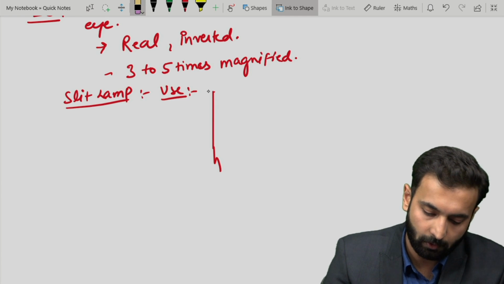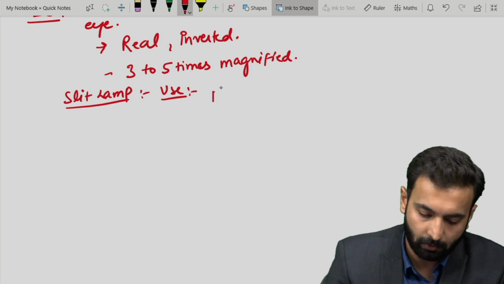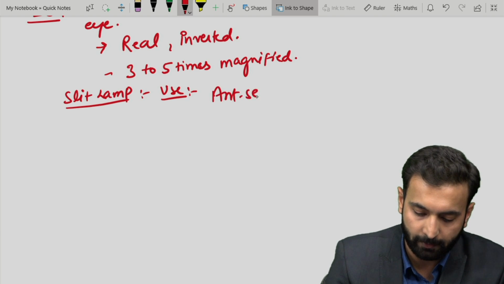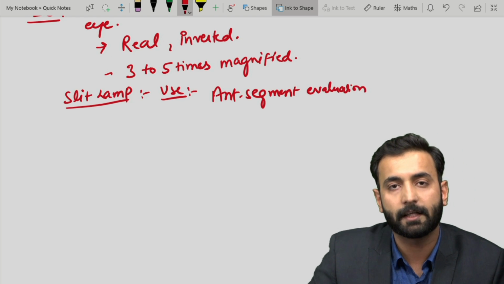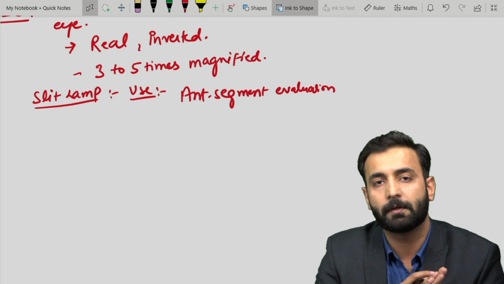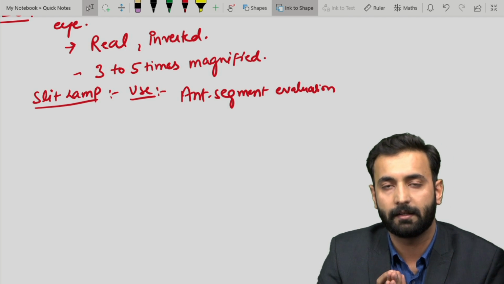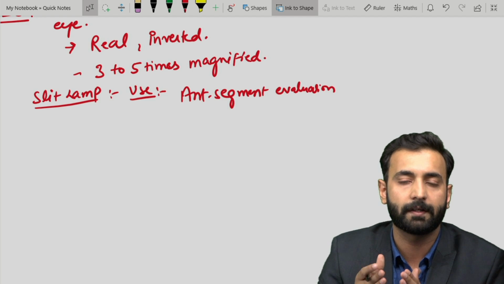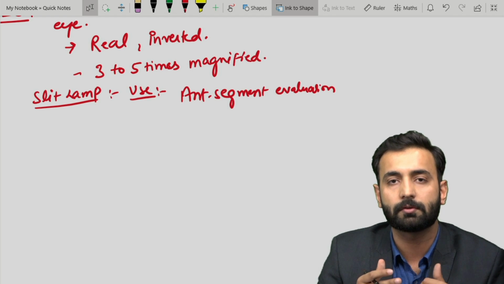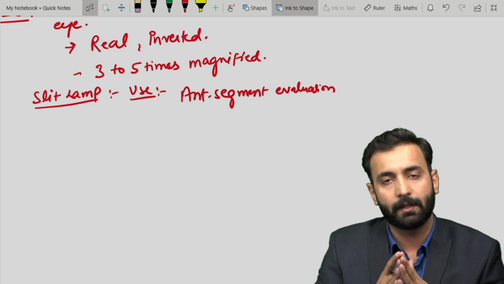It is used for anterior segment evaluation. So, what do you mean by anterior segment evaluation? Anterior segment means right from the examination of cornea, anterior chamber, then comes iris, lens and up to anterior vitreous of the eye. It constitutes anterior segment of eye. So it is used for anterior segment evaluation of eye.